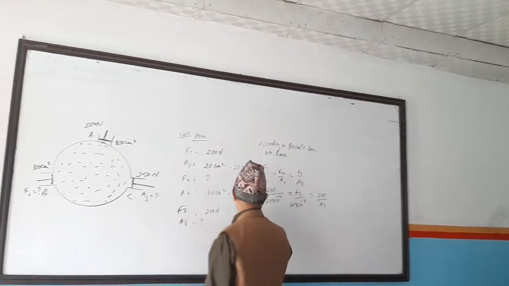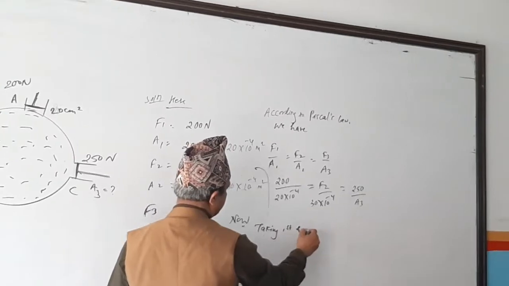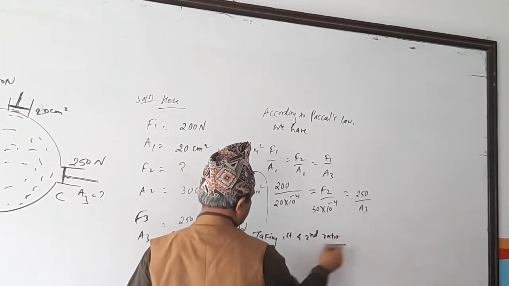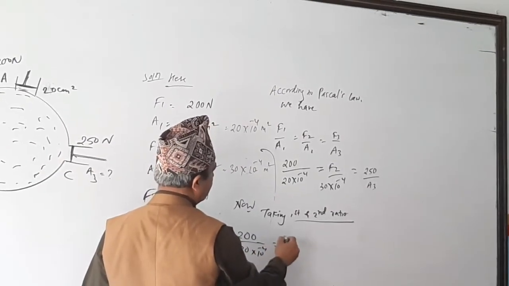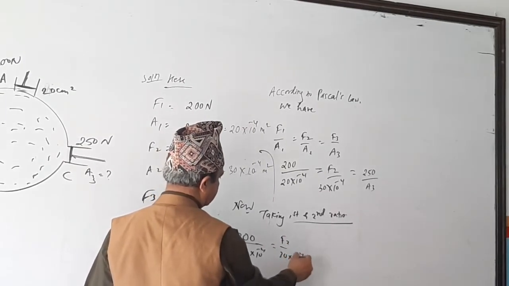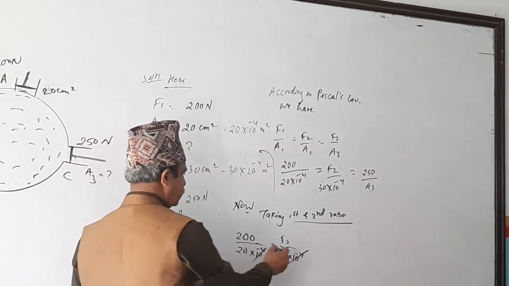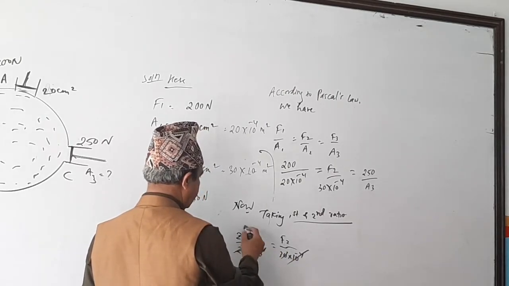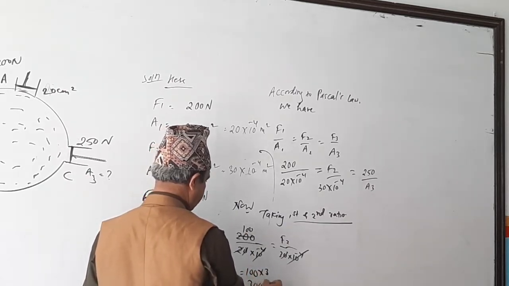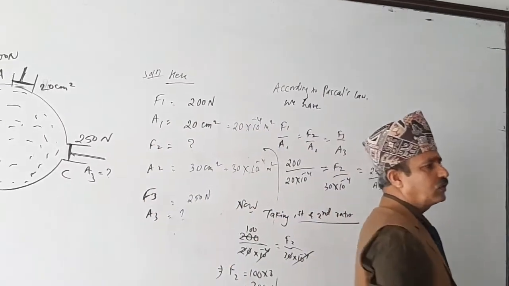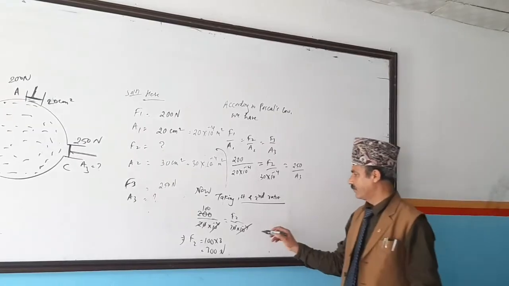Taking the first and second ratio, what will happen? 200 by 20 times 10 to the power minus 4 equals F2 by 30 times 10 to the power minus 4. This and this we can cancel, on both sides. Now 0, 0 cancel. 2 into 50 is 100. F2 equals 100 multiplied by 3, that is 300 Newton. F2, the force applied on B, is 300 Newton. This is the answer.